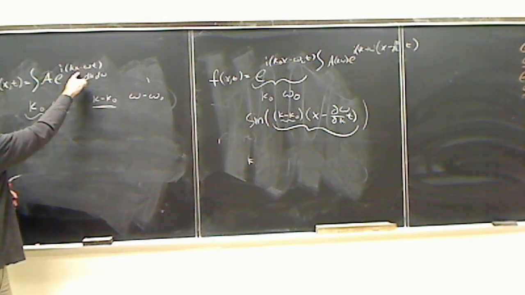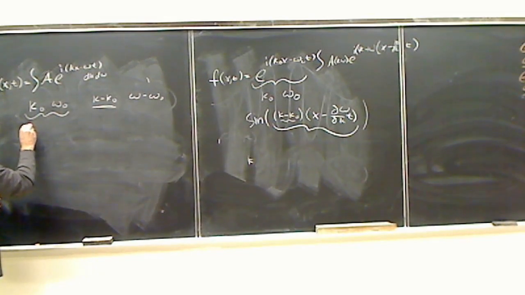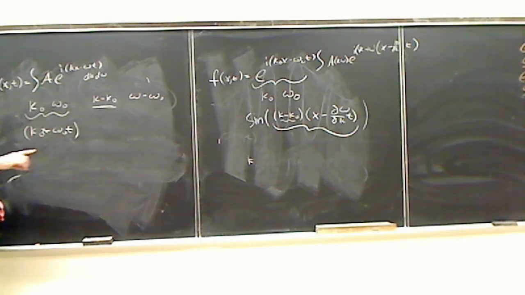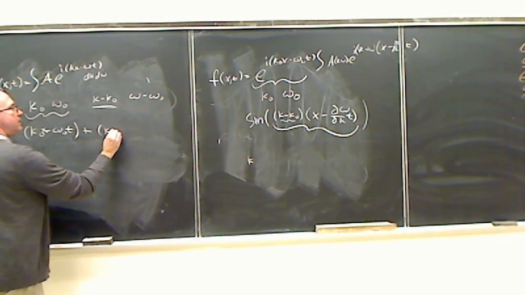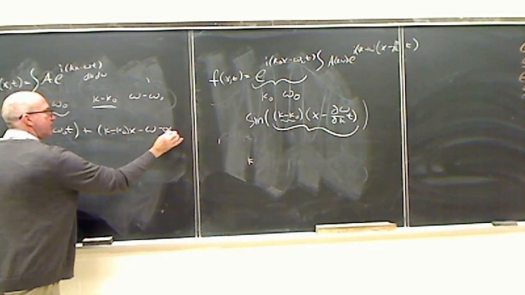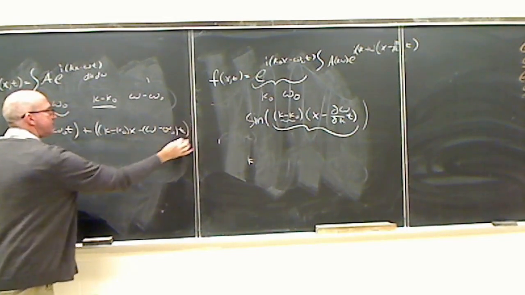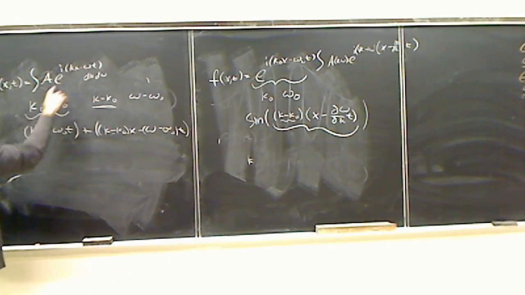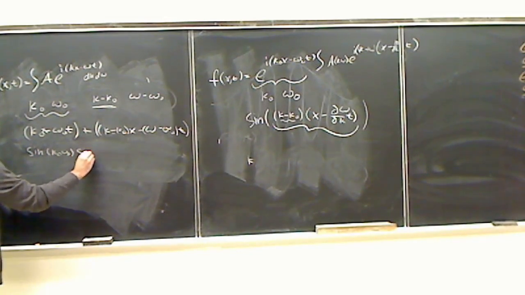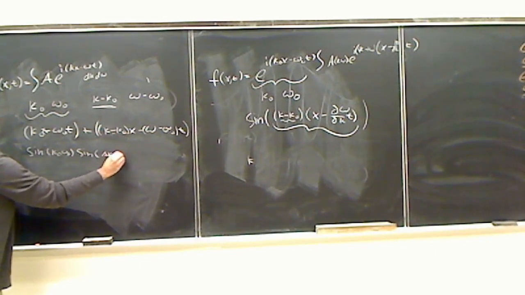So we take this bit and we expand it so that it's k naught x minus omega naught t, because this is the argument for my primary wave, plus k minus k naught x minus omega naught t. So I'm doing this all up here, so this is going to be sine of all of this stuff. But that just turns into sine of k naught and omega naught times sine of delta k, delta omega.